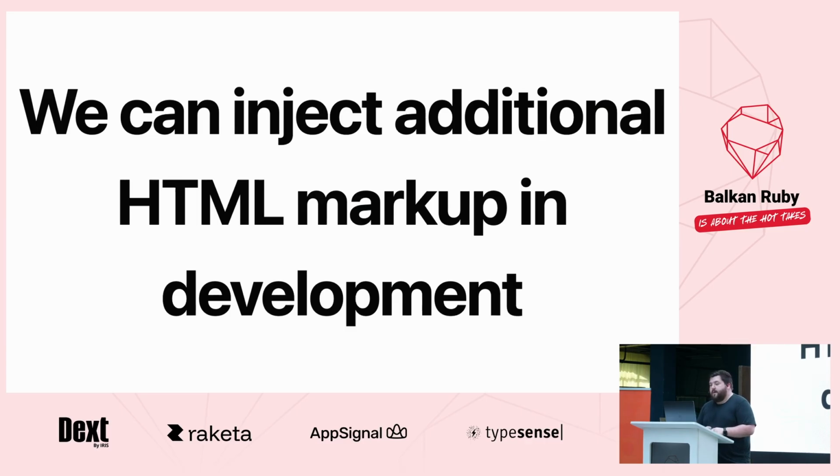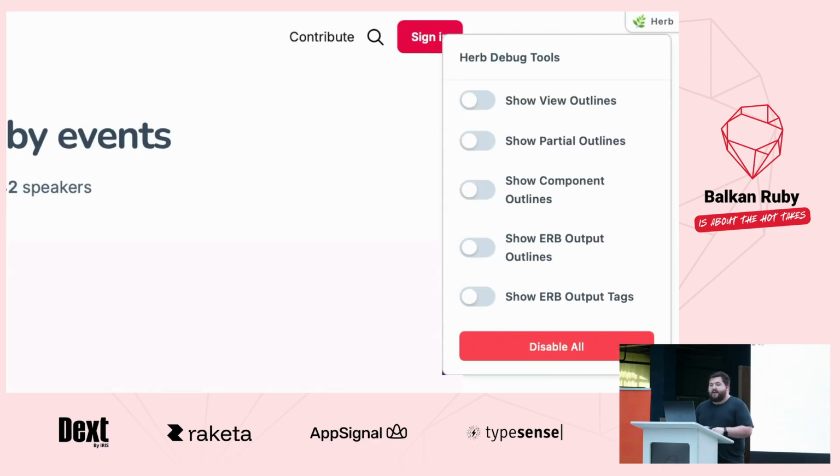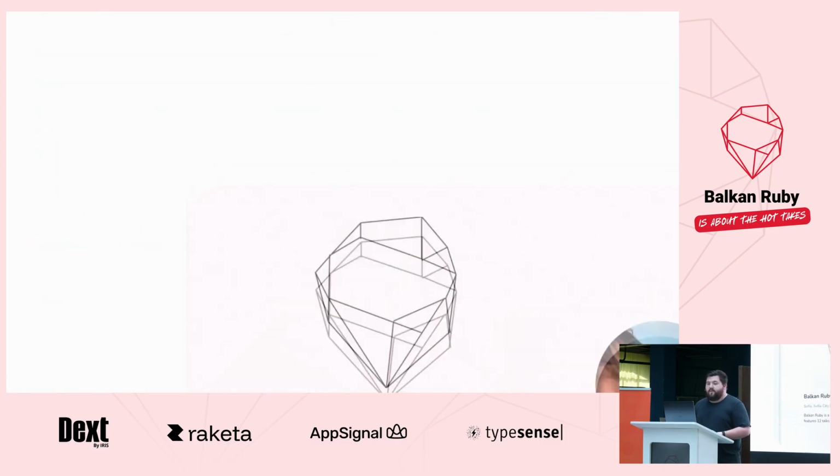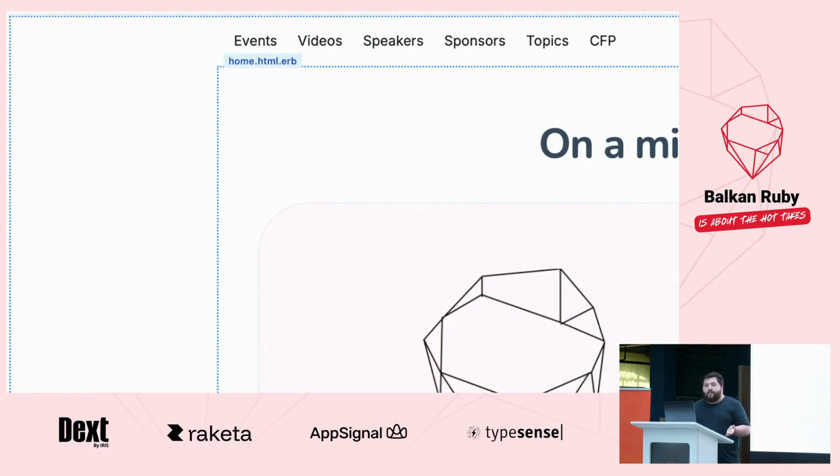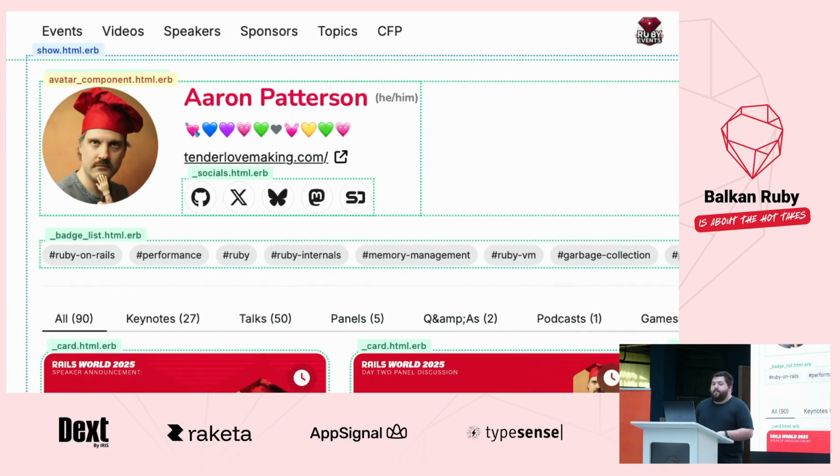in development. So what we do is we inject this dev tool in your local environments, which allows you to toggle these advanced tools. So you can toggle the outlines, and what this gives you is an outline of all your templates in your browser. You can see where templates start and where they end. We also have more colors for the different types of templates we have. So the views are blue, the components are orange, and the partials are green.